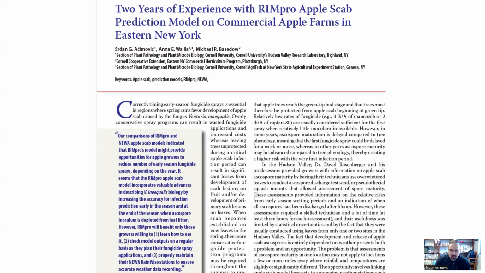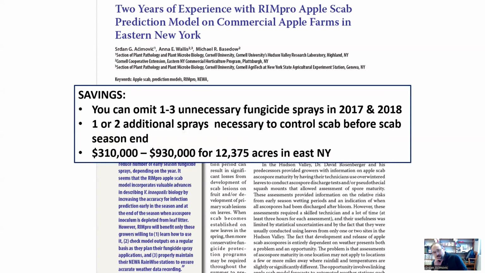What we found, looking at this over about 3 years, is that many times early in the season you can avoid 1 to 3 applications of fungicides, and we looked at this in 2 years. That will specifically be early in the spring. Of course, those are the cases where even though the spores germinate, they don't have the conditions to finish the infection. 1 or 2 additional sprays were needed to control the scab at the end of the season. So the model would predict that more applications are needed at the end, close to the end of the primary scab season.